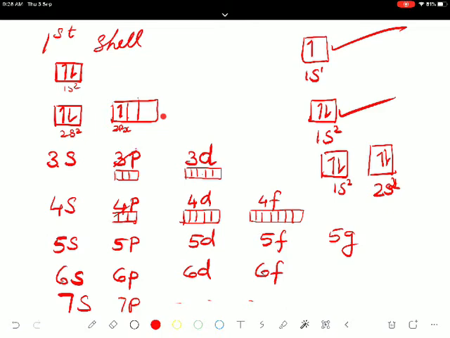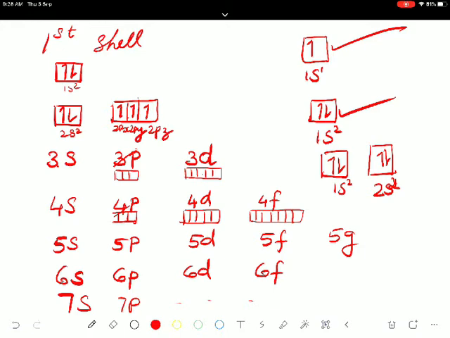So according to Hund's rule, the next electron, instead of pairing in this 2px, will be going to the next box, that is next orbital, 2py. Now one more is there. So hydrogen, helium, lithium, beryllium, boron, carbon is also over. Next, nitrogen. For nitrogen, the next electron goes to 2pz according to Hund's rule.